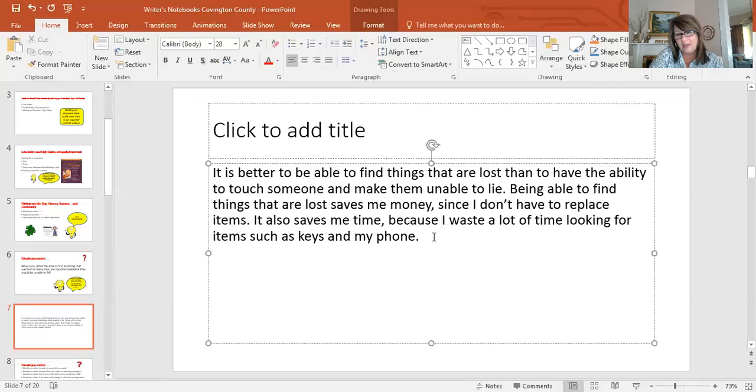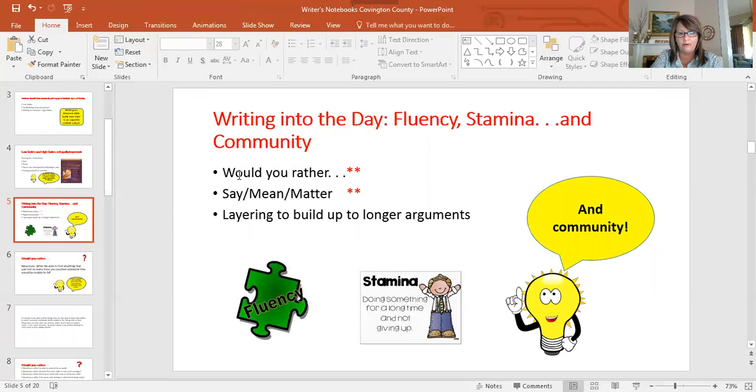I could also, once kids get really good at this, have them then say why they didn't choose the other one. And I sort of orally told you why I didn't choose the other one. But simple as that, okay? So would you rather? It's a writing into the day exercise that builds fluency, stamina, community.